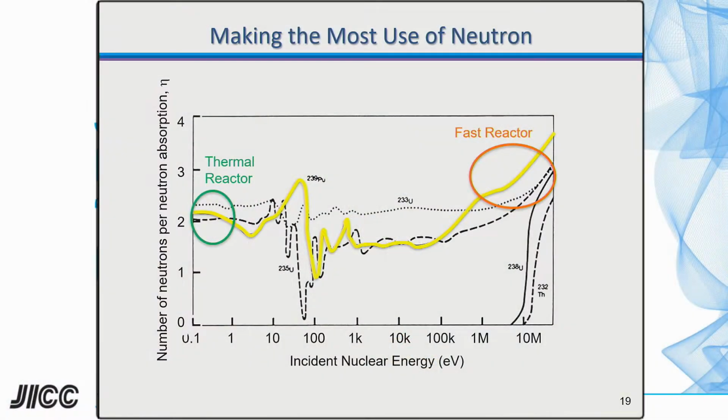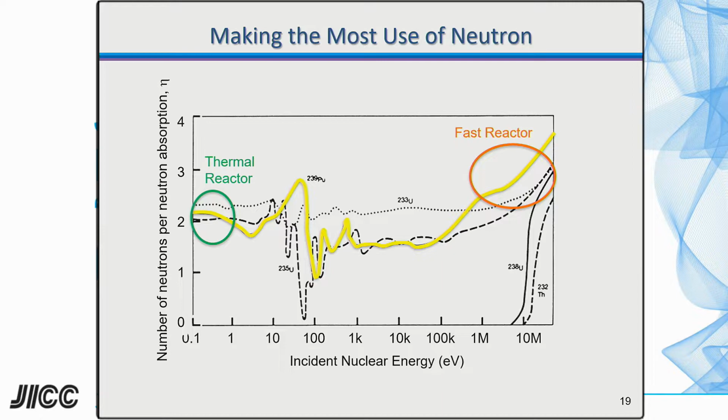Why fast neutrons? This figure shows the number of neutrons emitted per neutron absorption. So this figure shows that if one neutron is absorbed in a nuclide or a fuel, the number of neutrons emitted is the number here. At least to keep criticality, 1 or 2 of these numbers are necessary, at least. You see? And this yellow line is plutonium-239. And this is uranium-235.